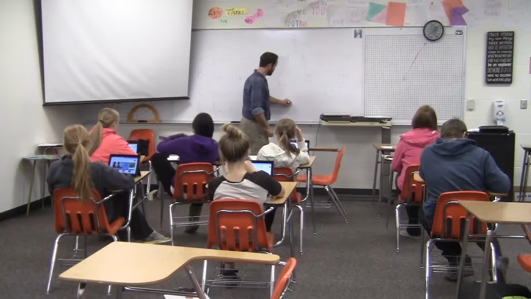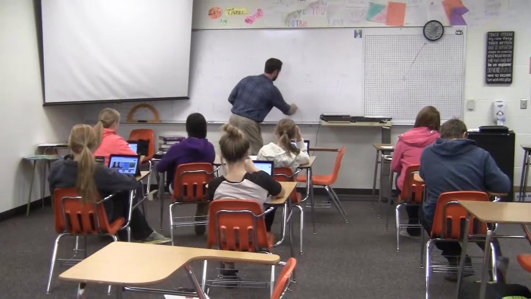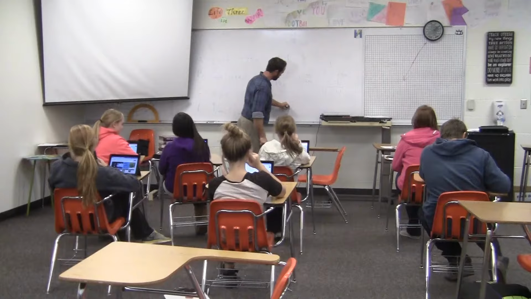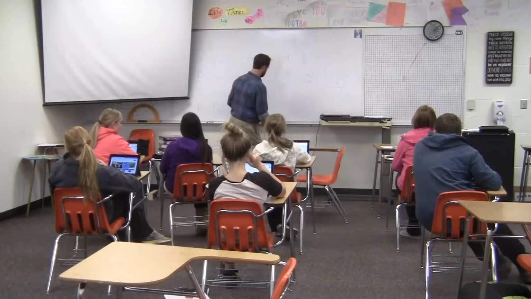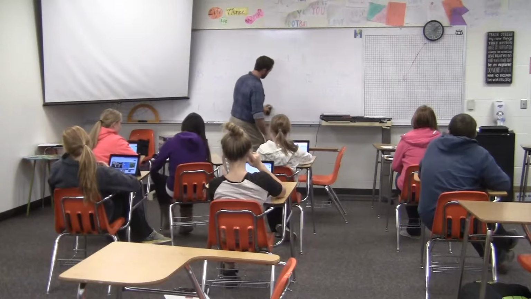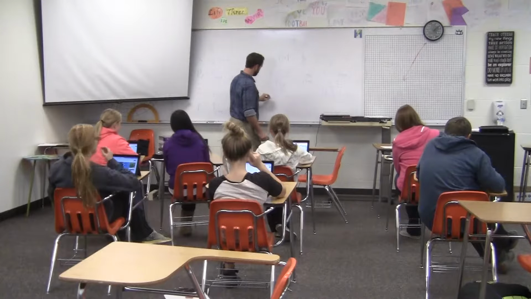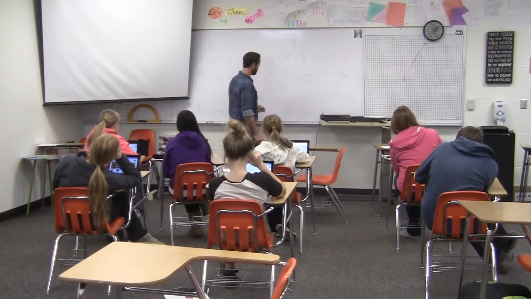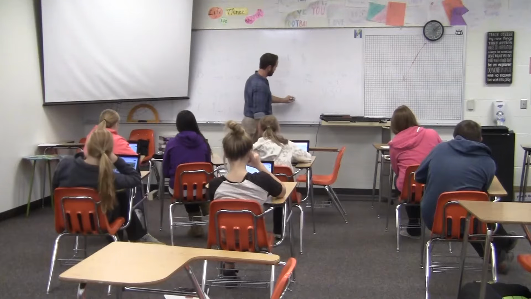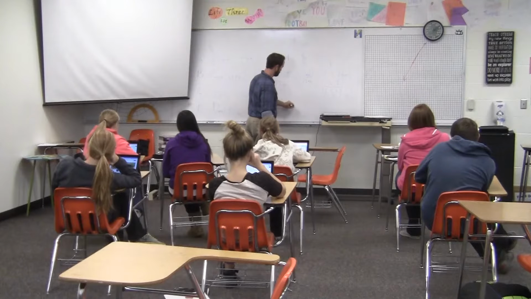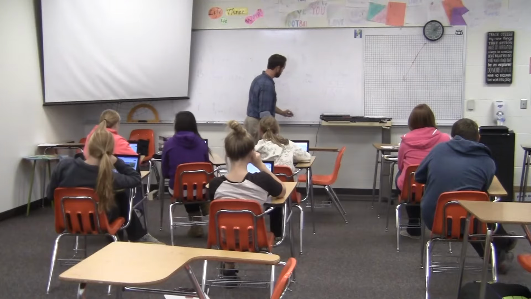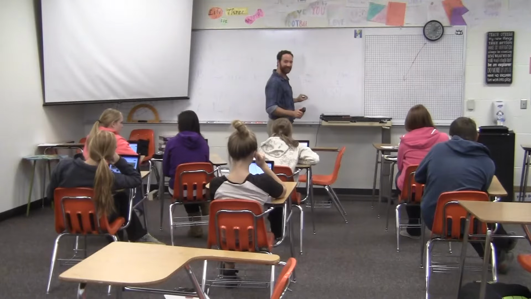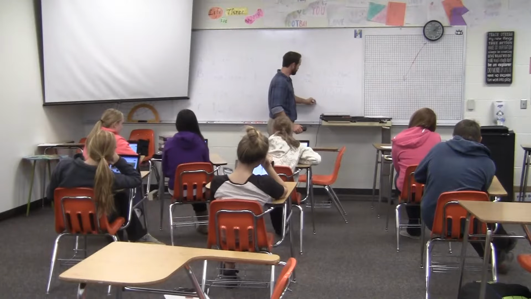4.54 times $3 per gallon. Rewrite this so that it's clear. 4.54 gallons times $3 per gallon equals $13.62. Say it again. $13.62.